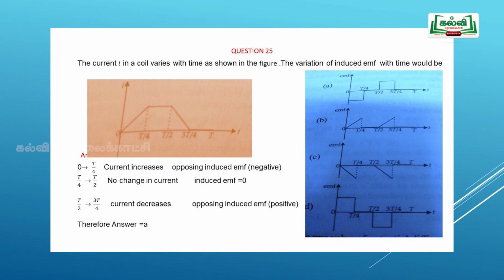Then here the current is constant, no induced EMF. Current is decreasing, there should be induced EMF, but it should be positive, right? So current decreases, opposing induced EMF must be positive. Now see which can be the option. Here EMF is negative, then 0, then positive. The first one is the option. Such graph based questions can also be asked.